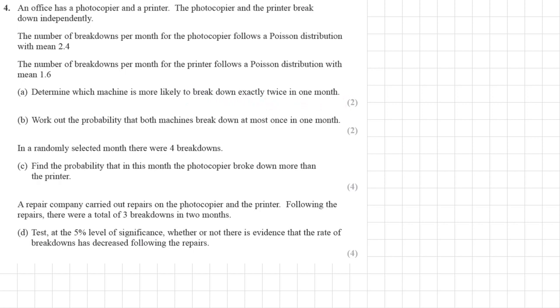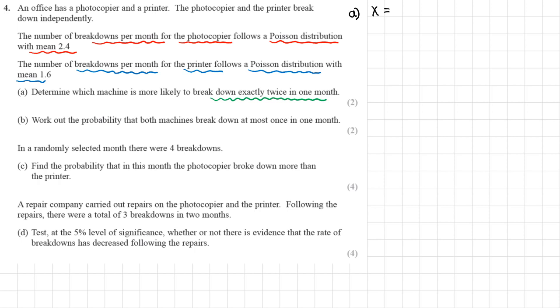So we have our photocopier, and it's the number of breakdowns per month. It's a Poisson distribution, mean 2.4. And for the printer, again, it's the number of breakdowns per month. It's a Poisson distribution, a different mean. And what we need to find is the probability that one or the other is going to break down twice in a month. Now I'm going to use X as the random variable for the photocopier and Y as the random variable for the printer.